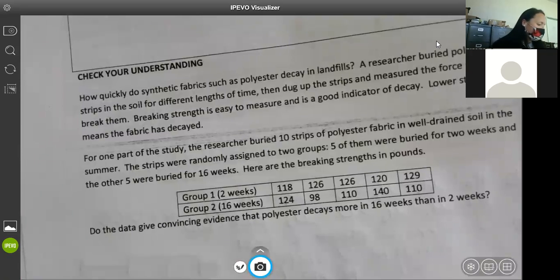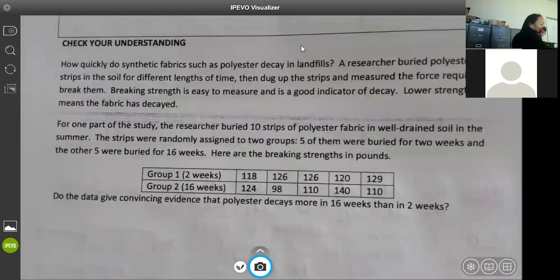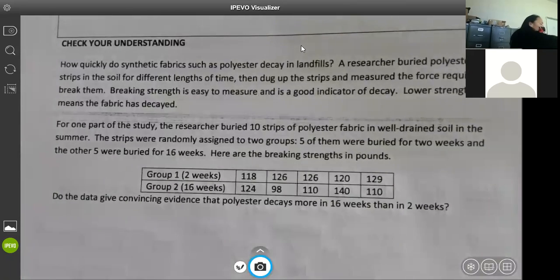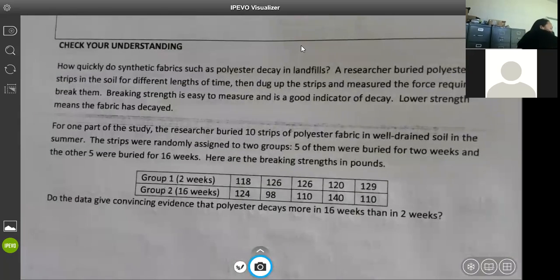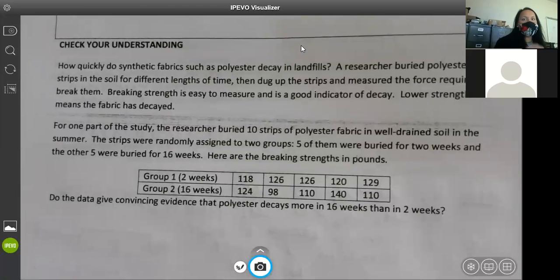All right, how quickly do synthetic fabrics such as polyester decay in landfills? A researcher buried polyester strips in the soil for different lengths of time, then dug up the strips and measured the force required to break them. The breaking strength is easy to measure and is a good indicator of decay. Lower strength means that the fabric has decayed.